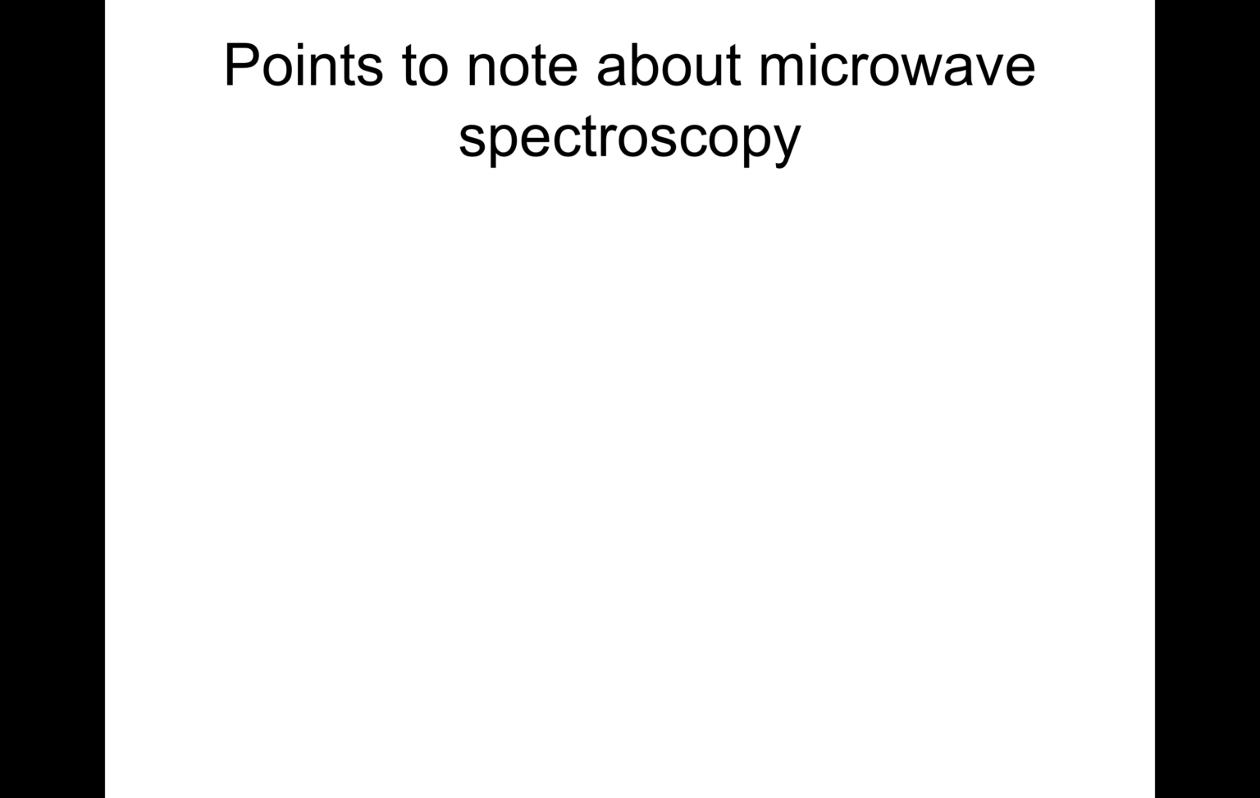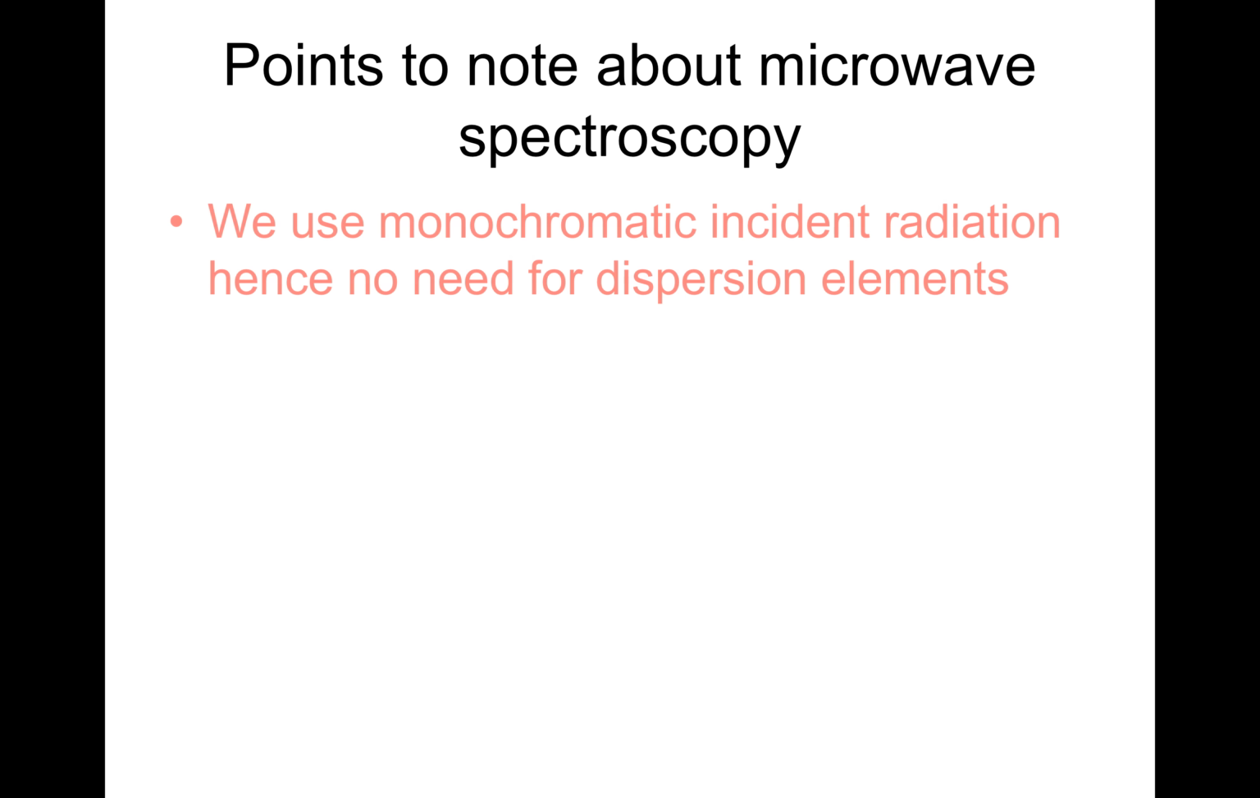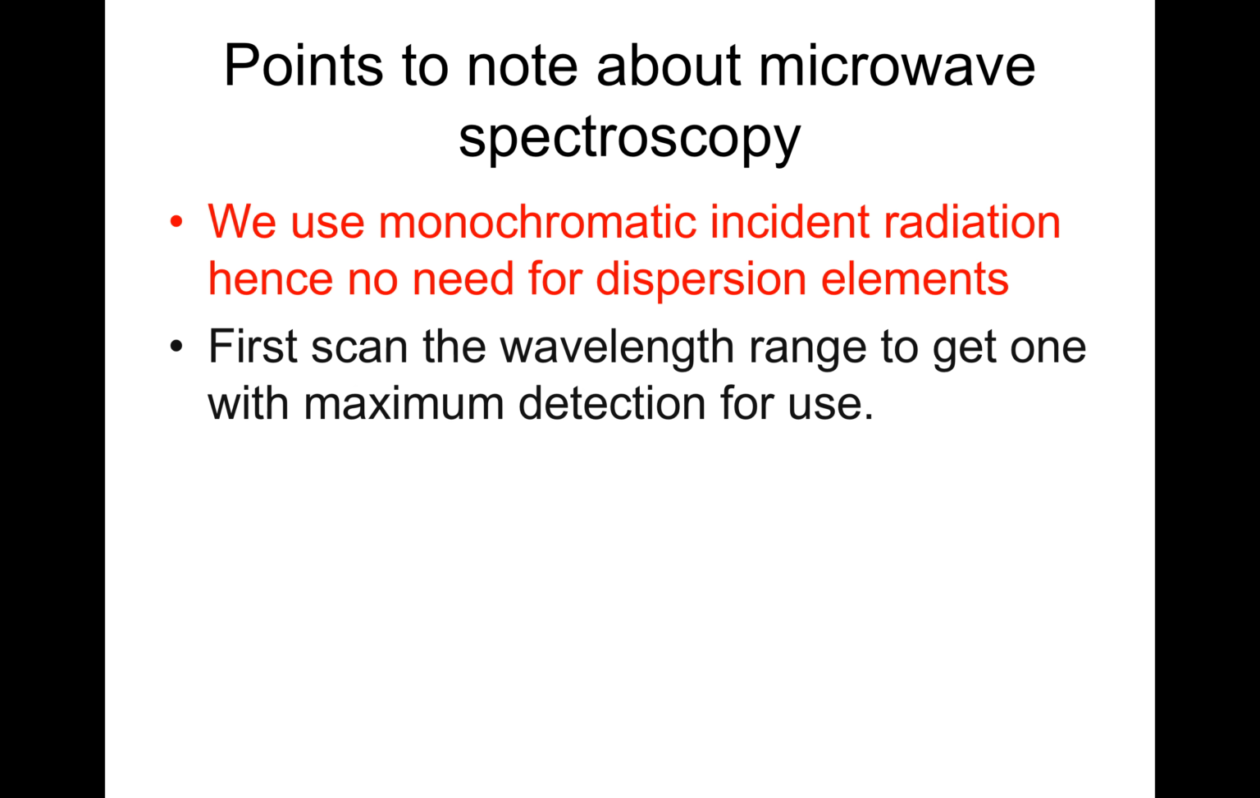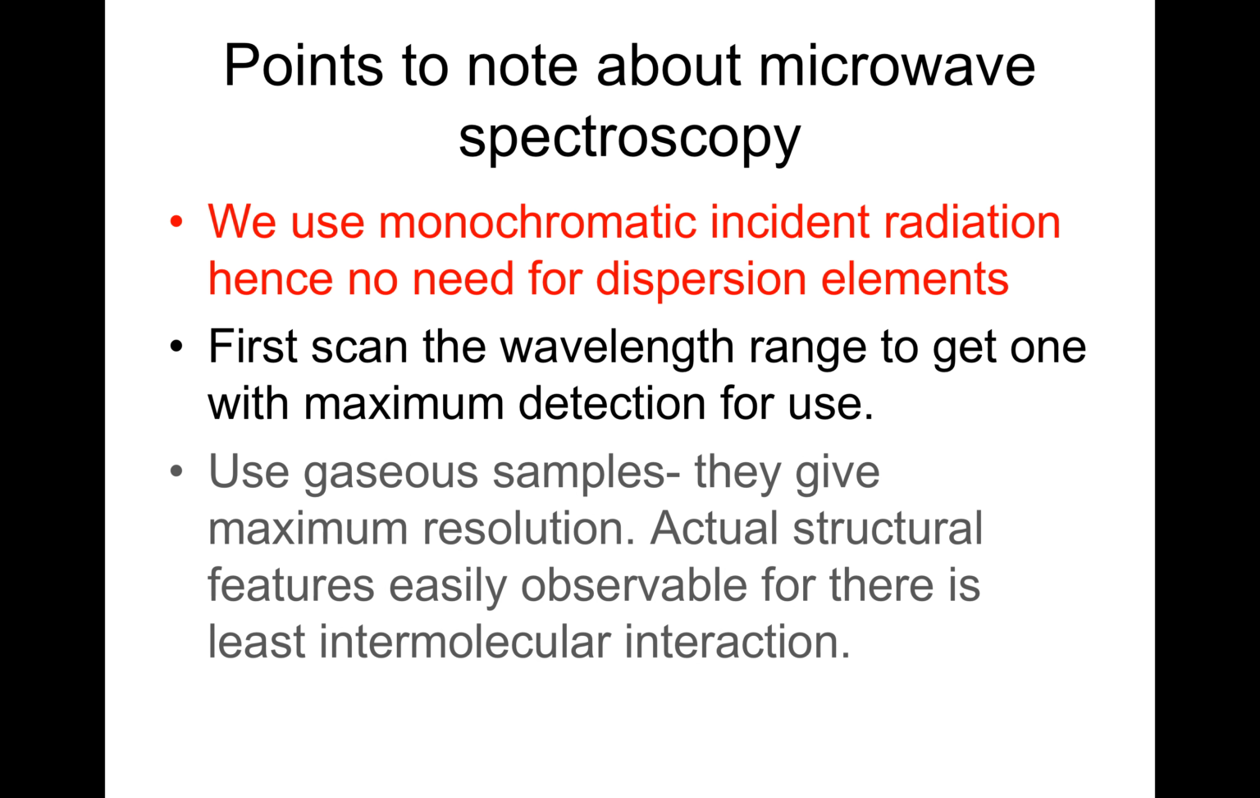Points to note about microwave spectroscopy. We use monochromatic incident radiation, hence no need for dispersion elements. First, scan the wavelength range to get one with maximum detection for use. Use gaseous samples. They give maximum resolution. Actual structural features are easily observable, for there are least intermolecular interactions.